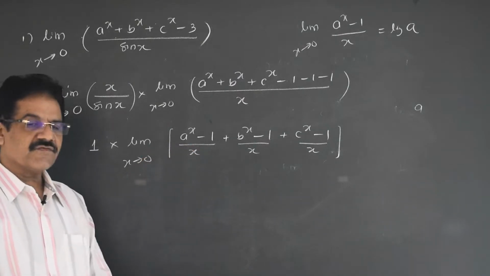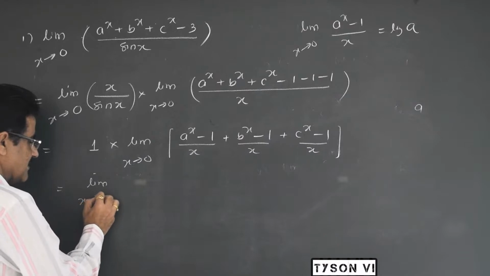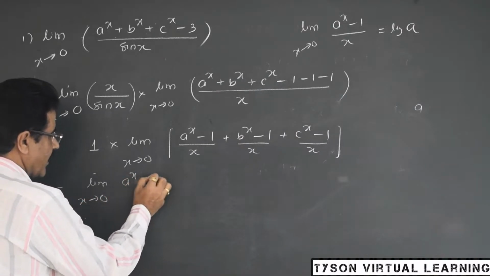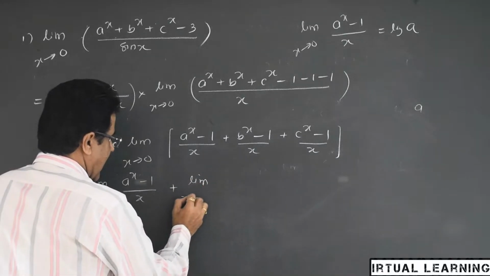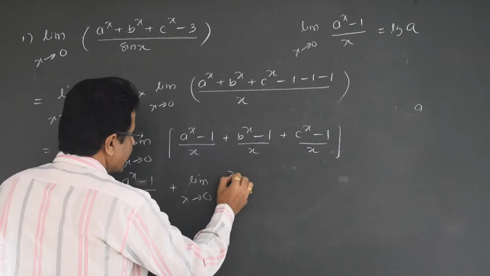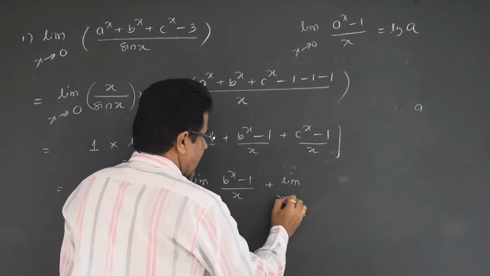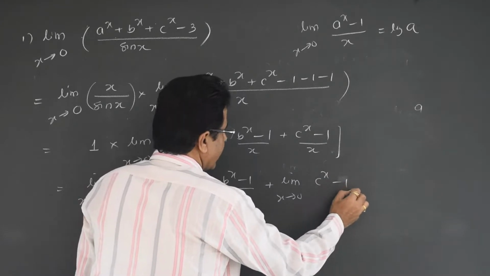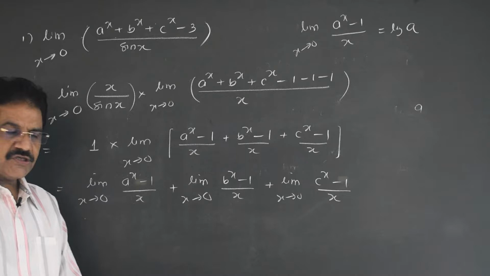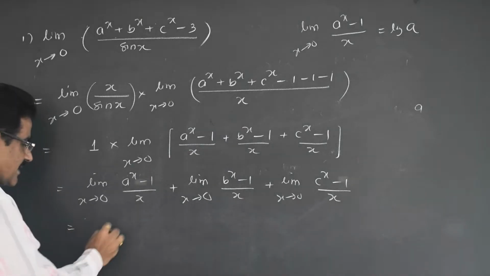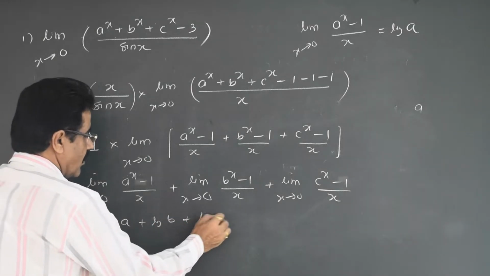Since there is an addition of 3 terms, we are going to split the limits into 3 parts. So limits as x tends to 0, (a raised to x minus 1) upon x, plus limits as x tends to 0, (b raised to x minus 1) upon x, plus limits as x tends to 0, (c raised to x minus 1) upon x. And now we are in a position to get the final answer as log a plus log b plus log c.